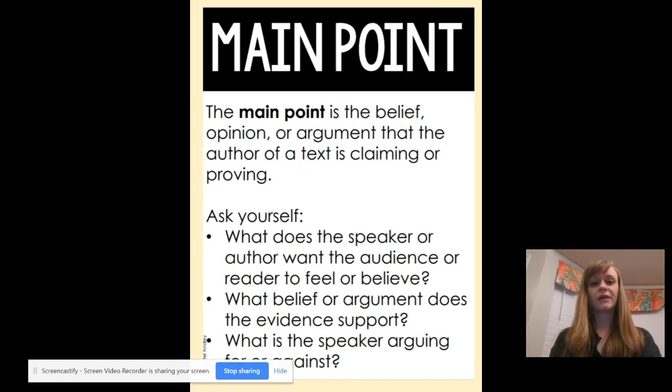Main point. The main point is the belief, opinion, or argument the author of a text is claiming or providing. So you want to ask yourself, what does the speaker or author want the audience or reader to feel or believe? What belief or argument does the evidence support? And what is the speaker arguing for or against? So for means that they agree, and against means that they disagree.